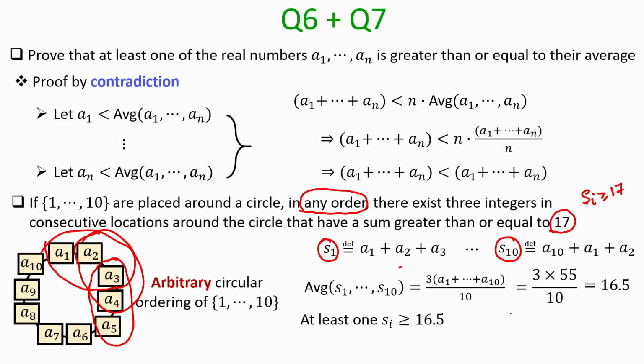And from the previous question, I know that either S 1 is greater than or equal to the average of S 1 to S 10, or S 2 is greater than or equal to the average of S 1 to S 10, and so on. That means at least one S i is greater than or equal to 16.5, and each S i is an integer, because S 1 is the summation of 3 integers, S 2 is the summation of 3 integers, and in the same way S 10 is the summation of 3 integers. So, what is the smallest integer which is greater than or equal to 16.5? Well, it is 17. So, that shows that either S 1 is 17 or more, or S 2 is 17 or more, and so on. Okay. So, that solves your question number 7.